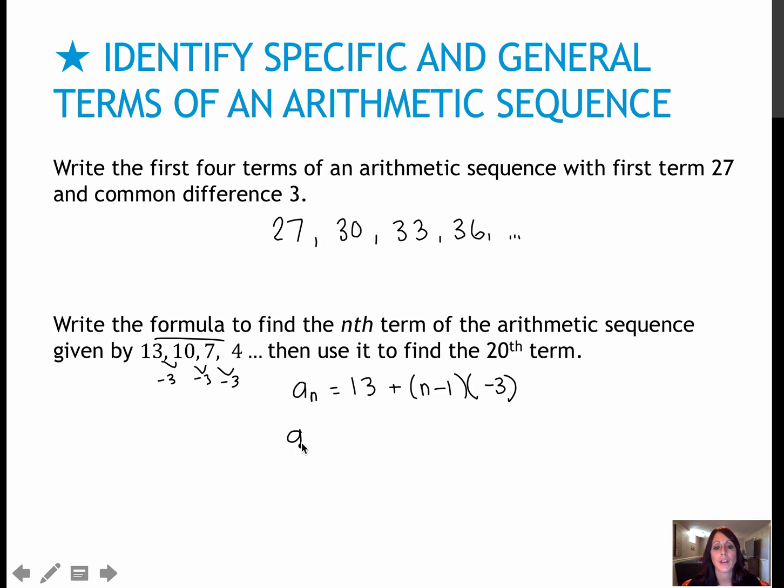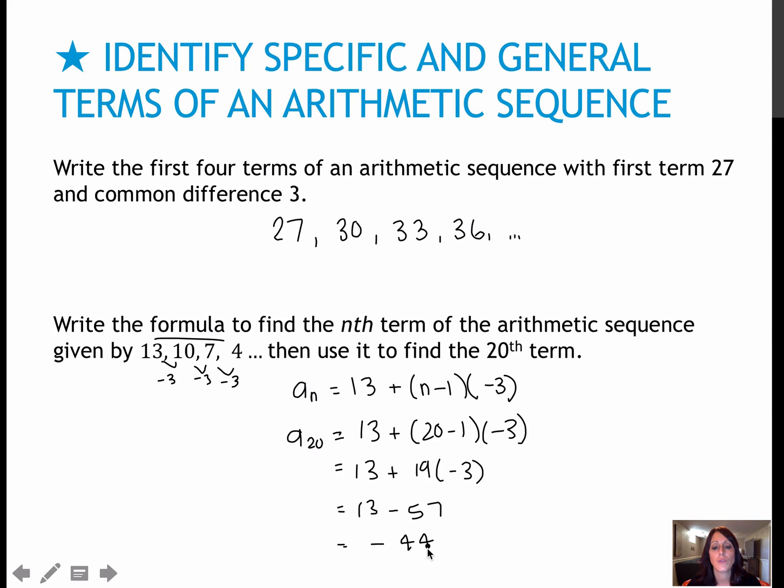And now I'm going to find a sub 20, which means 13 plus 20 minus 1 times negative 3, which is 13 plus 19 times negative 3. 19 times negative 3 is negative 57. And if I take 13 minus 57, I get negative 44. So negative 44 is my 20th term of the sequence.